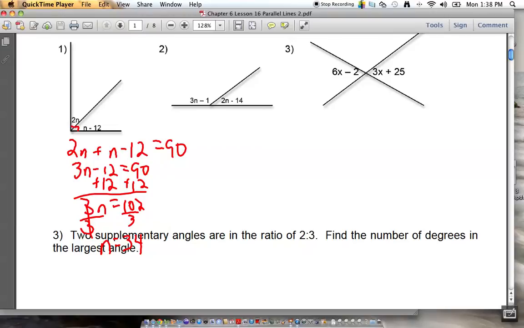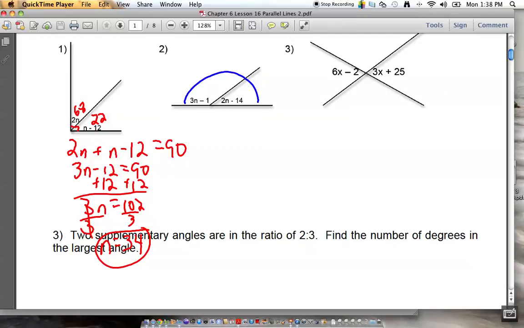Okay? Now, if I wanted to find out the exact angles, this one here is 2n, which means 2 times 34, which is 68. And this is 34 minus 12, which makes 22. But I think we only wanted to solve for n, so just saying n is 34 is good enough. All right, so that first diagram is a picture of complementary angles. These two make a T or an L.